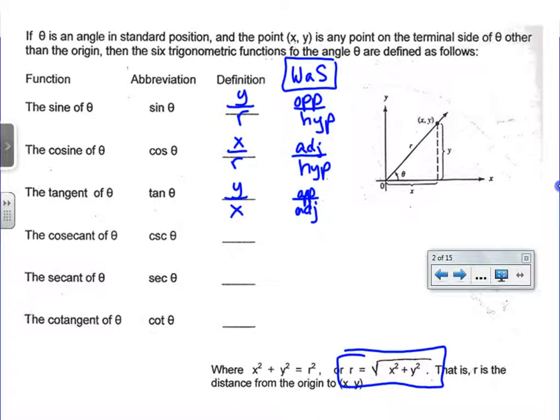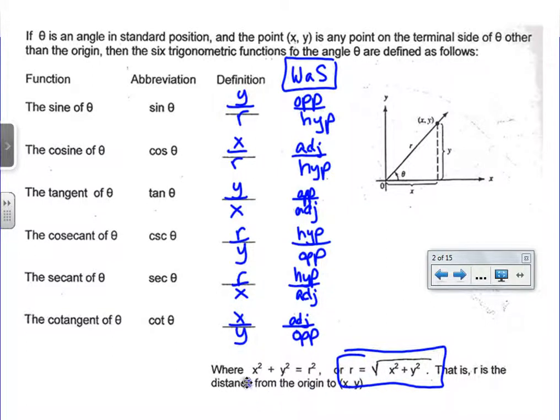Now our inverse trig functions, the cosecant, which we abbreviated as CSC, remember was the inverse of the sine function. So instead of sine, he was the reciprocal of it, hypotenuse over opposite. So instead of y over r, he's r over y. The secant is the reciprocal of our cosine. So it's hypotenuse over adjacent, or in our triangle's case, r over x. And then the cotangent was the reciprocal of our tangent. So he would be adjacent over opposite, or if I look at my triangle, x over y.